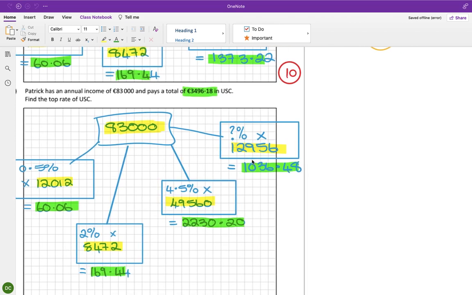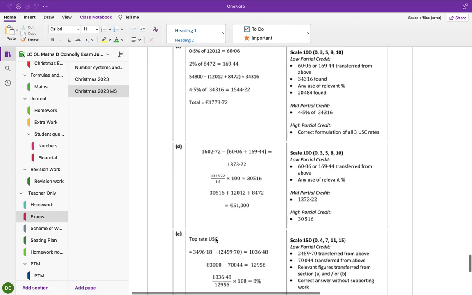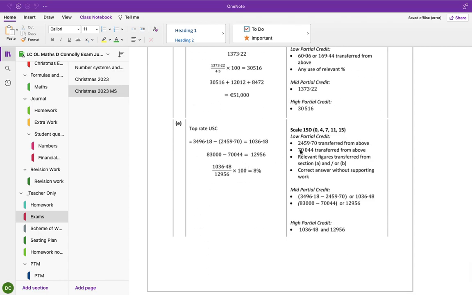We did this earlier. To get a percentage, you have to start with a fraction. So we put the little number, which is the USC, over the big number, which is the money, and turn it into a percentage by multiplying by 100. So 1036.48 divided by 12,956. I think the answer should be 8, and it is. So that is 8. I don't think that's what it is anymore, but that's certainly what it was. So yeah, 8%.